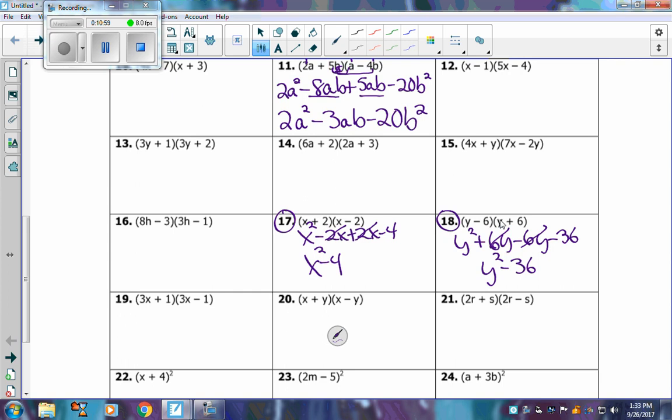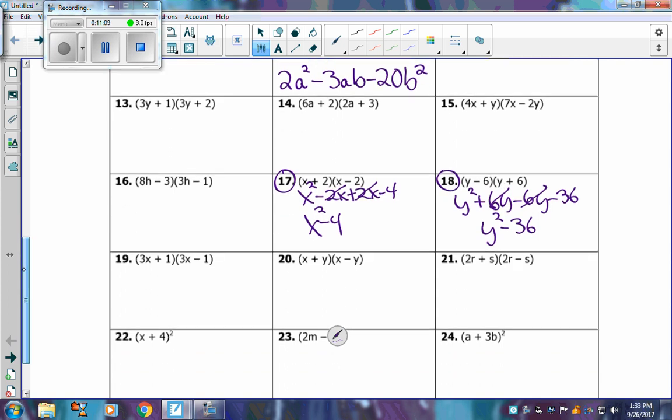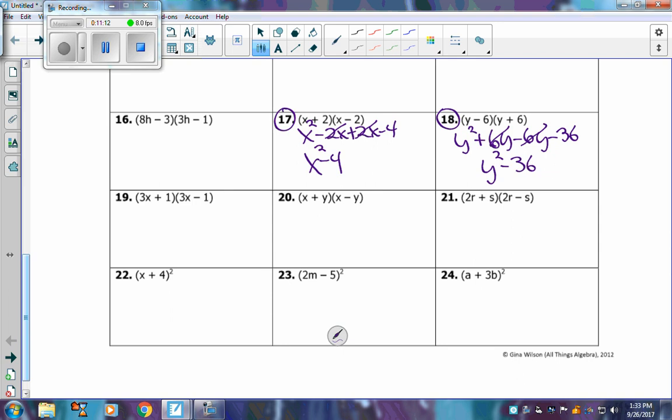Okay, so like if I skip down to 19, my outer and inner are going to cancel. So what will my final solution be on 19? 9x squared. That and that are going to cancel, right? So your outer and inner cancel. If you notice that they are the same with different signs, that's called conjugates. Then you can just skip doing the outer and the inner. If you don't recognize it, you just multiply it out, and then you'll get that. Okay, now I need to skip to 22.